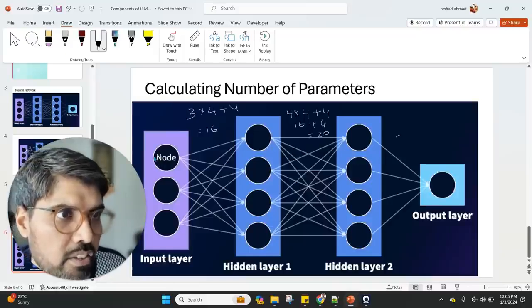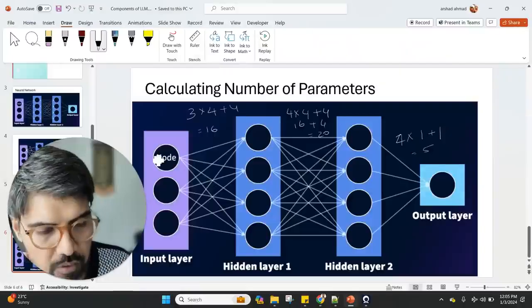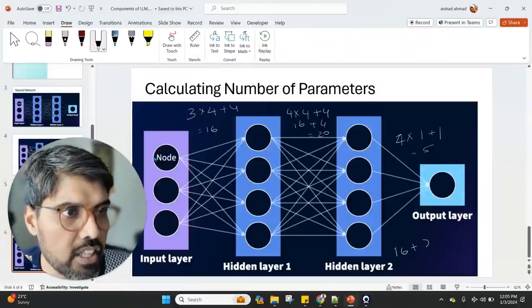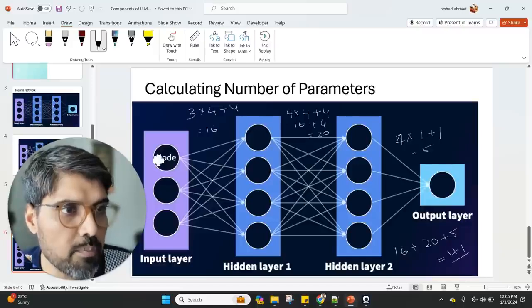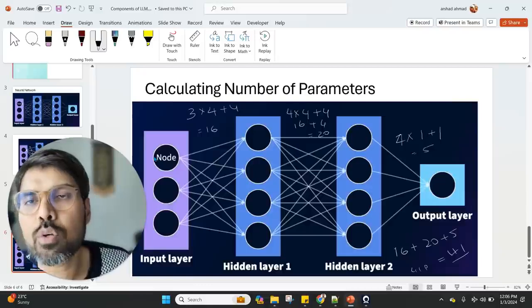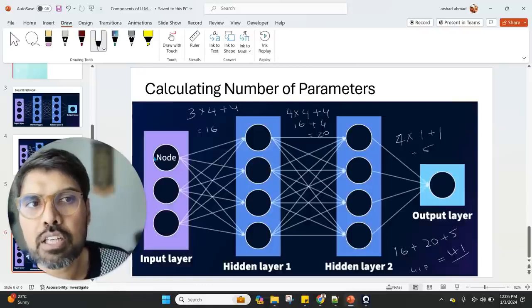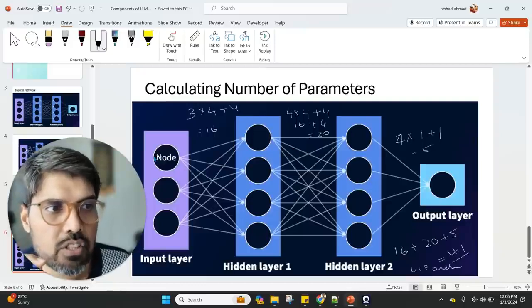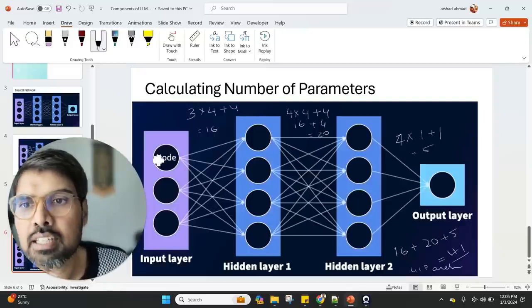Here for the last one, there is only 1 node, so it is 4 into 1 plus 1. So here it is going to be 5. How we come to 41 is by adding all of these together: 16 plus 20 plus 5 is equal to 41. So this particular network is a 41 parameter model. I gave a quiz in our community a few days back about the same network, asking for the parameter count. So this is the way we calculate the parameters.